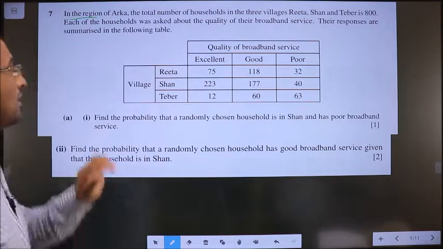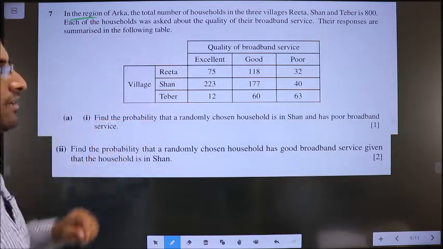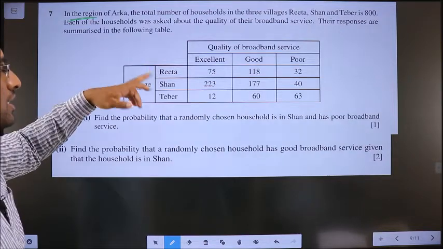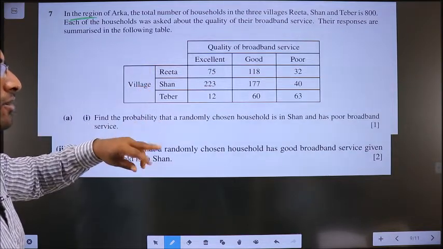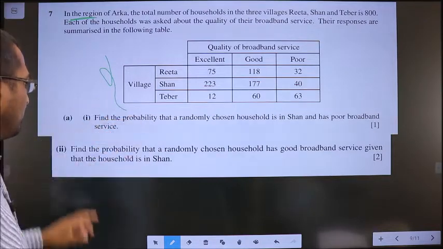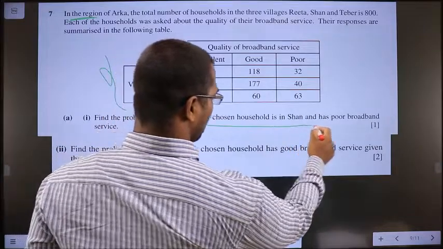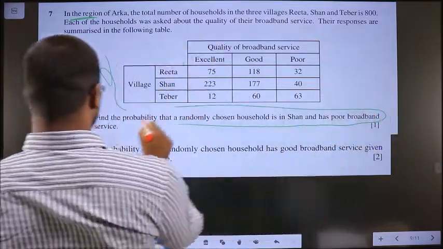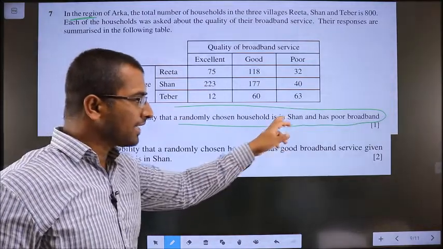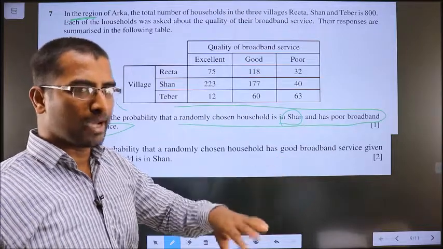Question 7. In the region of Arka, the total number of households in 3 villages is 800. Each of the households was asked about the quality of their broadband service. Their responses are summarized in the table. Find the probability that a randomly chosen household is in Shan and has poor broadband service. How many of them are in Shan that have poor broadband service?